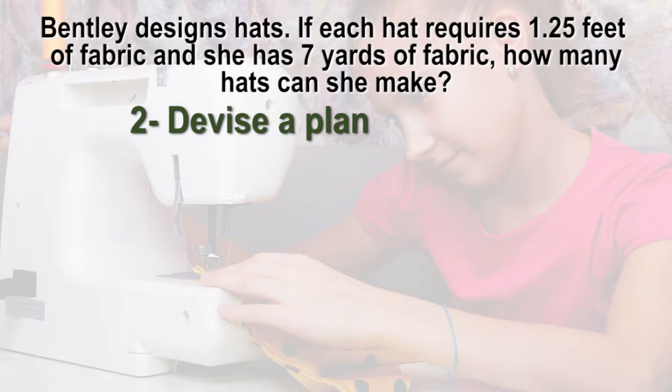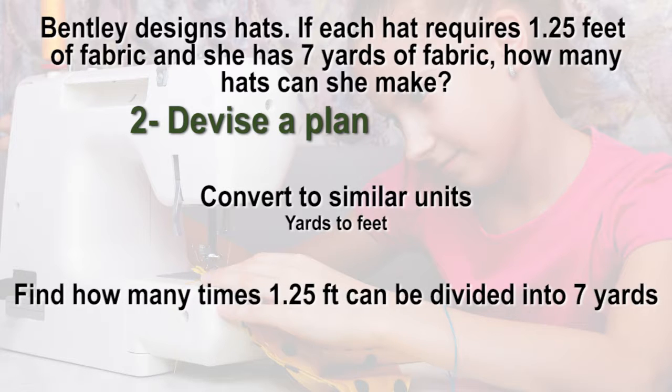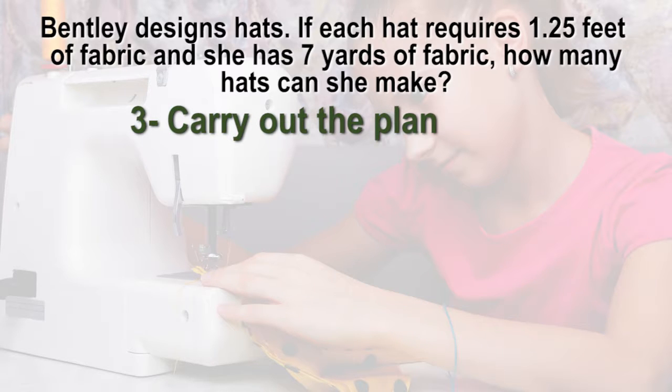Step 2 is to devise a plan. Will this problem require more than one step? As we learned in previous lessons, we need to convert measures into similar units. It looks like it will require us to make the conversion and then find out how many times 1.25 feet can be divided into 7 yards. Step 3 is to carry out the plan.